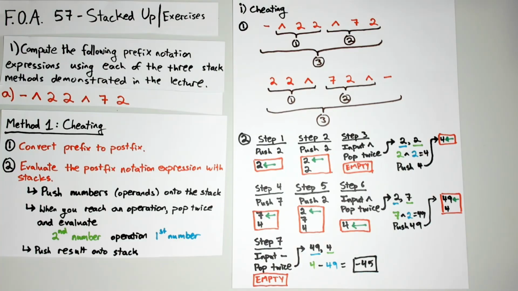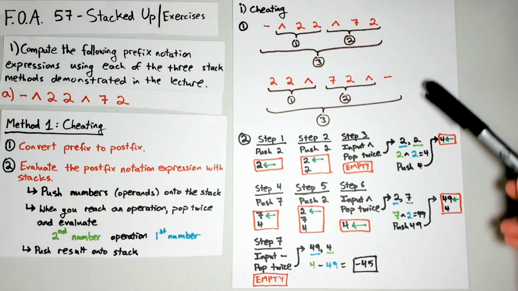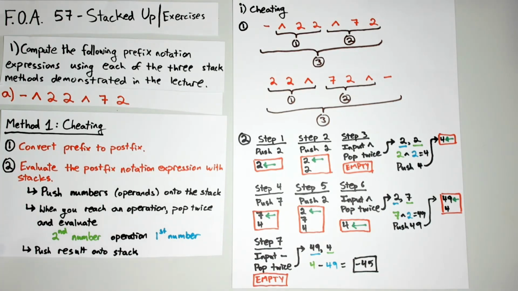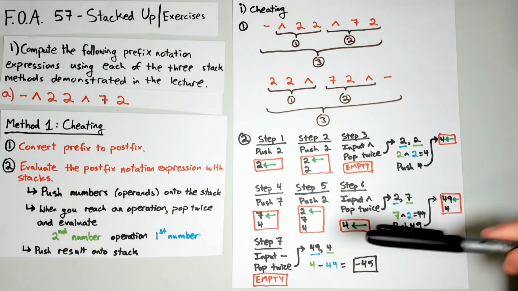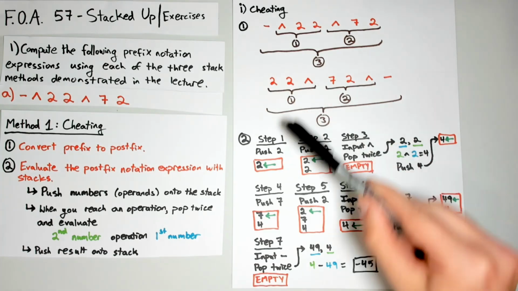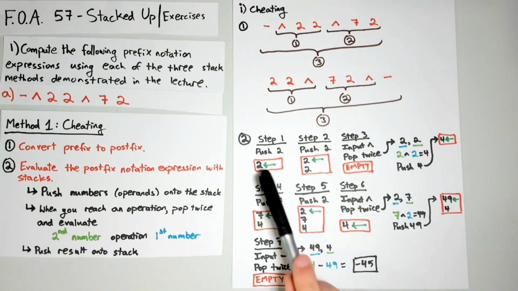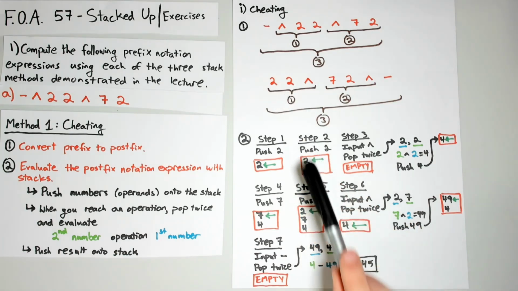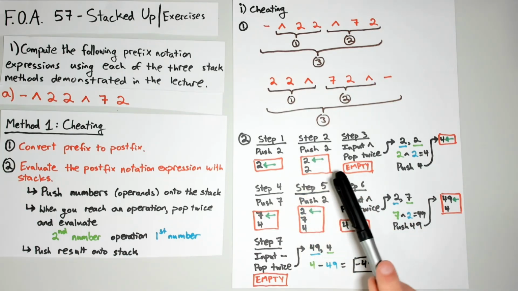So now we're going to get into, well, what's the next step? We have it in postfix notation. We can do step 2 here, which is to evaluate using stacks, evaluating our postfix notation expression. So we just push numbers on until we reach an operation. So we push the 2 on. This green arrow here is representing the top of our stack. Then we push our second 2 on. Okay, nothing exciting so far.